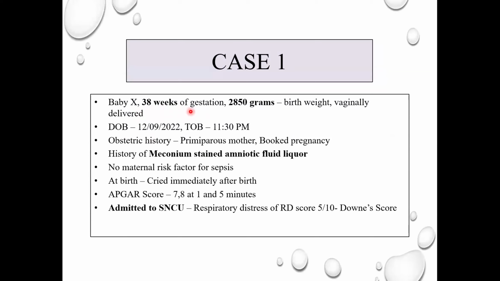This baby is born at 38 weeks of gestation with 2.85 kg birth weight, vaginally delivered, born on 12/9/2022, time of birth 11:30 p.m. The mother is a first time mother, primiparous, with a booked pregnancy. There is a history of meconium stained amniotic fluid. There is no maternal risk factor for sepsis. The baby cried immediately after birth, and the Apgar score is normal. The baby is admitted to SNCU or NICU because of respiratory distress.